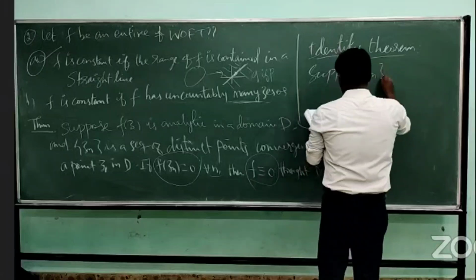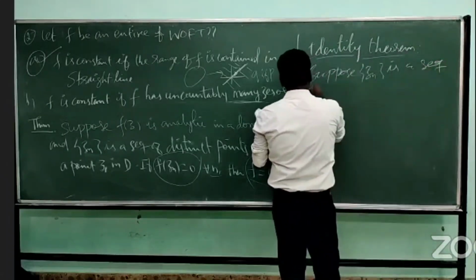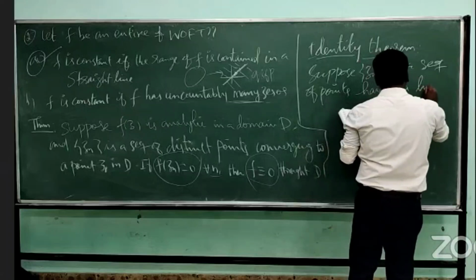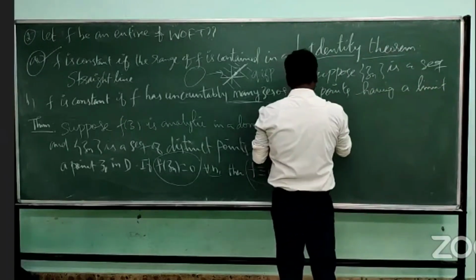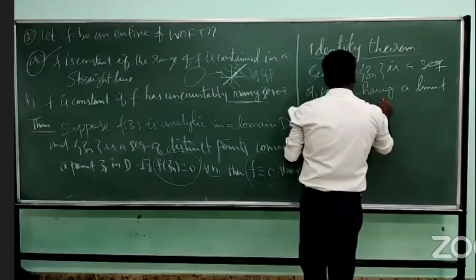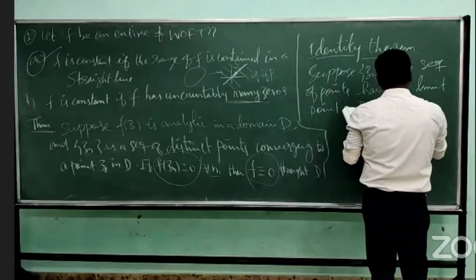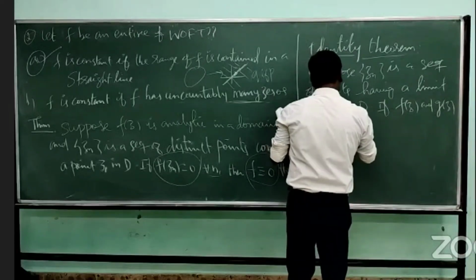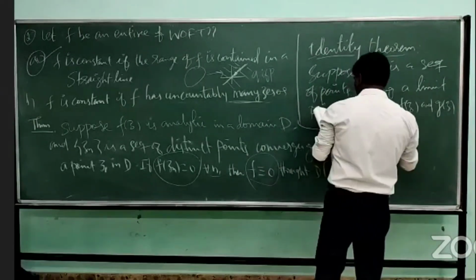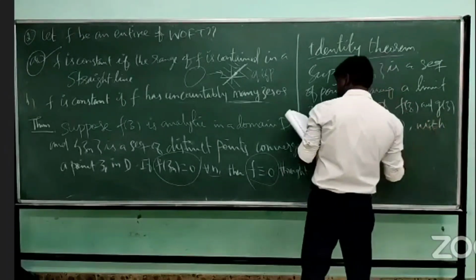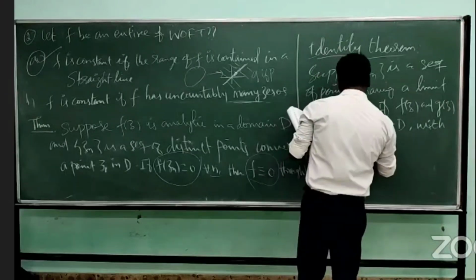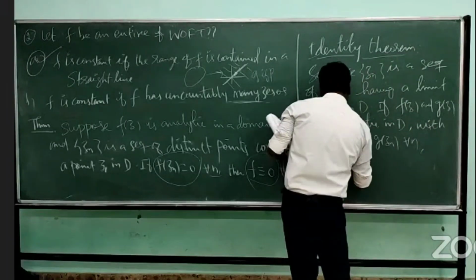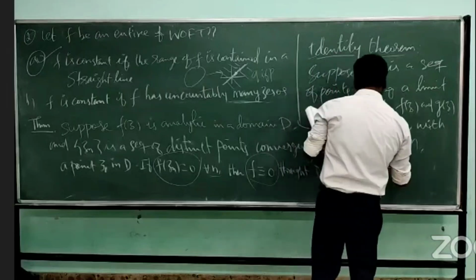Suppose Zn is a sequence of points having a limit point in D. If f of Z and g of Z are analytic in D with f of Zn equal to g of Zn for every n, then f is identically g throughout D.